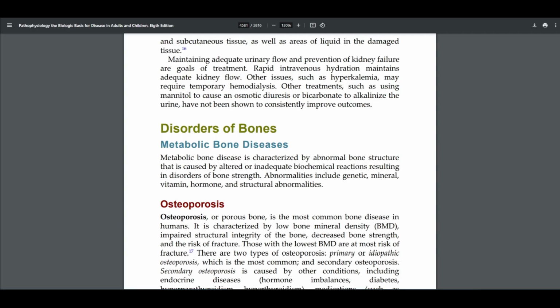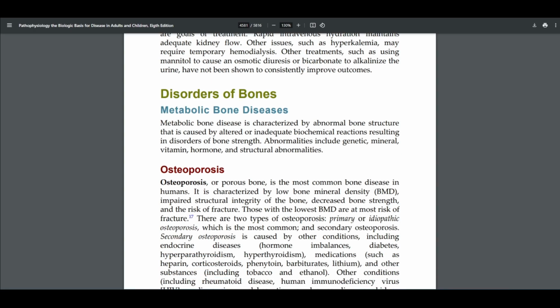Other treatments, such as using mannitol to cause an osmotic diuresis or bicarbonate to alkalinize the urine, have not been shown to consistently improve outcomes. So not the way to go.